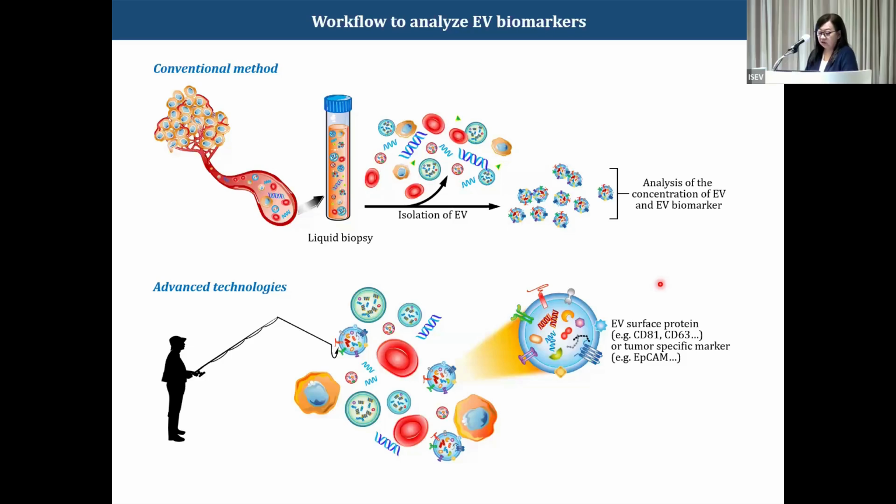Some of the advanced technologies made use of EV-specific surface biomarkers or tumor-specific marker that expressed on the surface of EV for targeted EV capture. For example, tetraspanins such as CD63, CD9, CD81 are commonly expressed on the surface of small EVs, making them ideal targets for EV enrichment. The beauty of the new technologies is that they eliminate the need for prior EVs isolation, therefore enabling a more streamlined and high-throughput analysis of the clinical samples, even when the sample volume is limited.